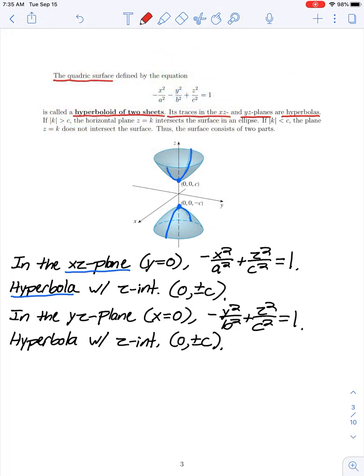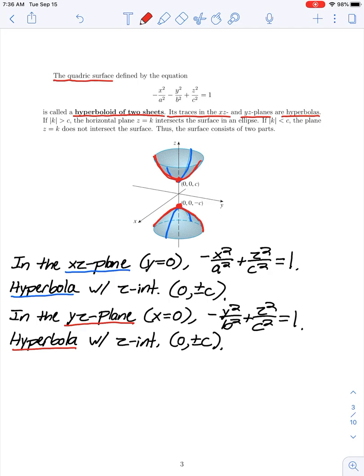So for our next trace in the yz plane, we have a hyperbola whose z-intercepts are also plus or minus c. Now if we're looking at a hyperbola in the yz plane, we would have a hyperbola that looks something like this.